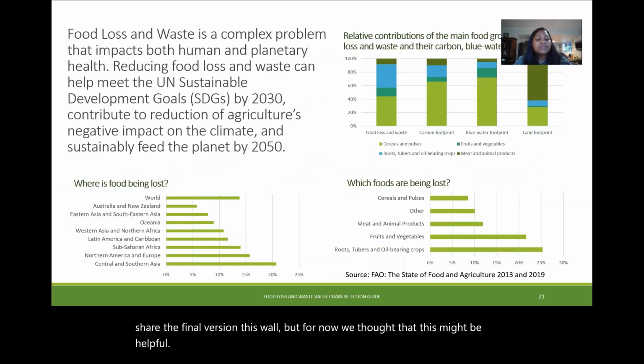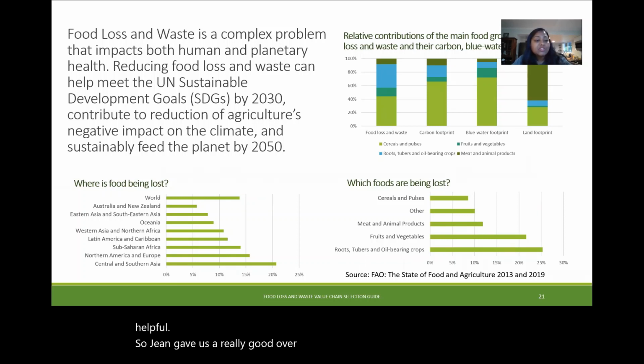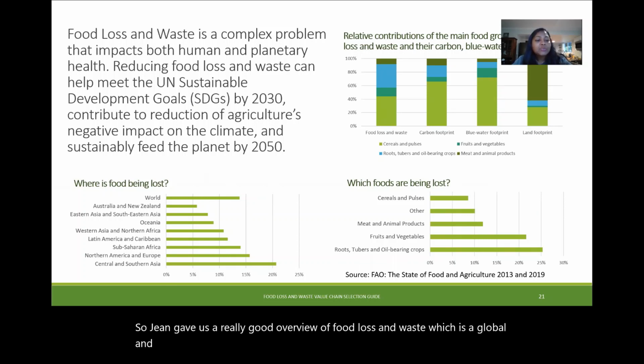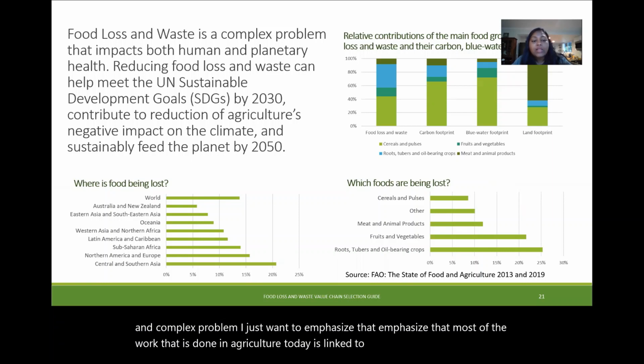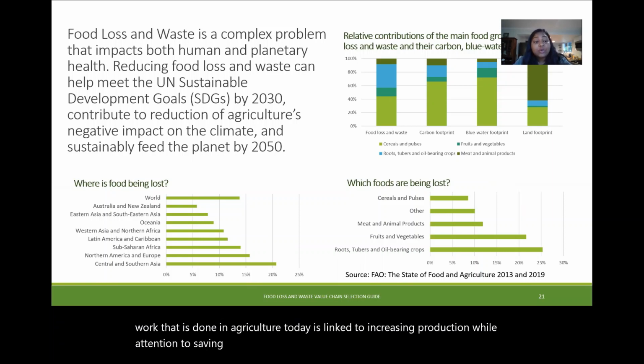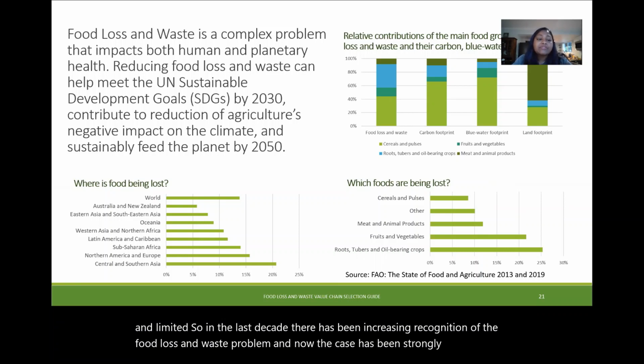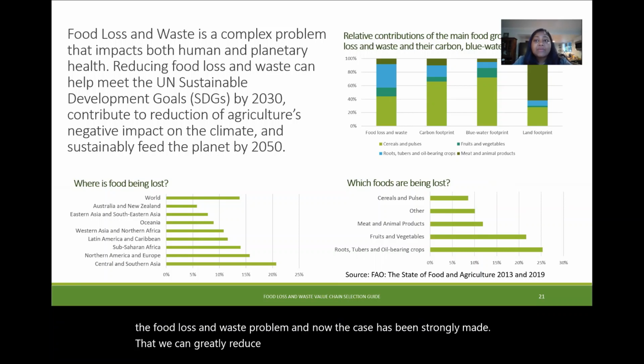So Jean gave us a really good overview of food loss and waste, which is a global and complex problem. I just want to emphasize that most of the work that is done in agriculture today is linked to increasing production, while attention to saving the food that we do so painstakingly grow has been quite slow and limited. So in the last decade, there has been increasing recognition of the food loss and waste problem, and now the case has been strongly made that we can greatly reduce food insecurity as well as a negative impact of agriculture on the environment by working on food loss and waste.